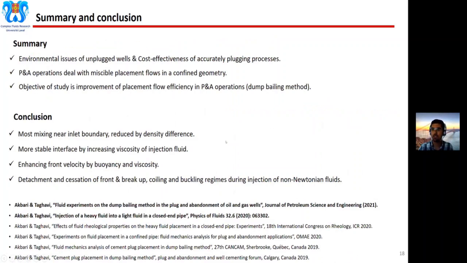As a summary and to wrap up the presentation, we are aware of the environmental issue of unplugged wells, and we know that P&A operations deal with plug placement flows in confined geometry. The objective of our study is to improve the plug placement flow in P&A operations. We have found that mass mixing occurs near the inlet boundary. We can have a more stable interface by increasing the viscosity of the injection fluid. Also, we have seen different regimes and phenomena when we use non-Newtonian fluids.